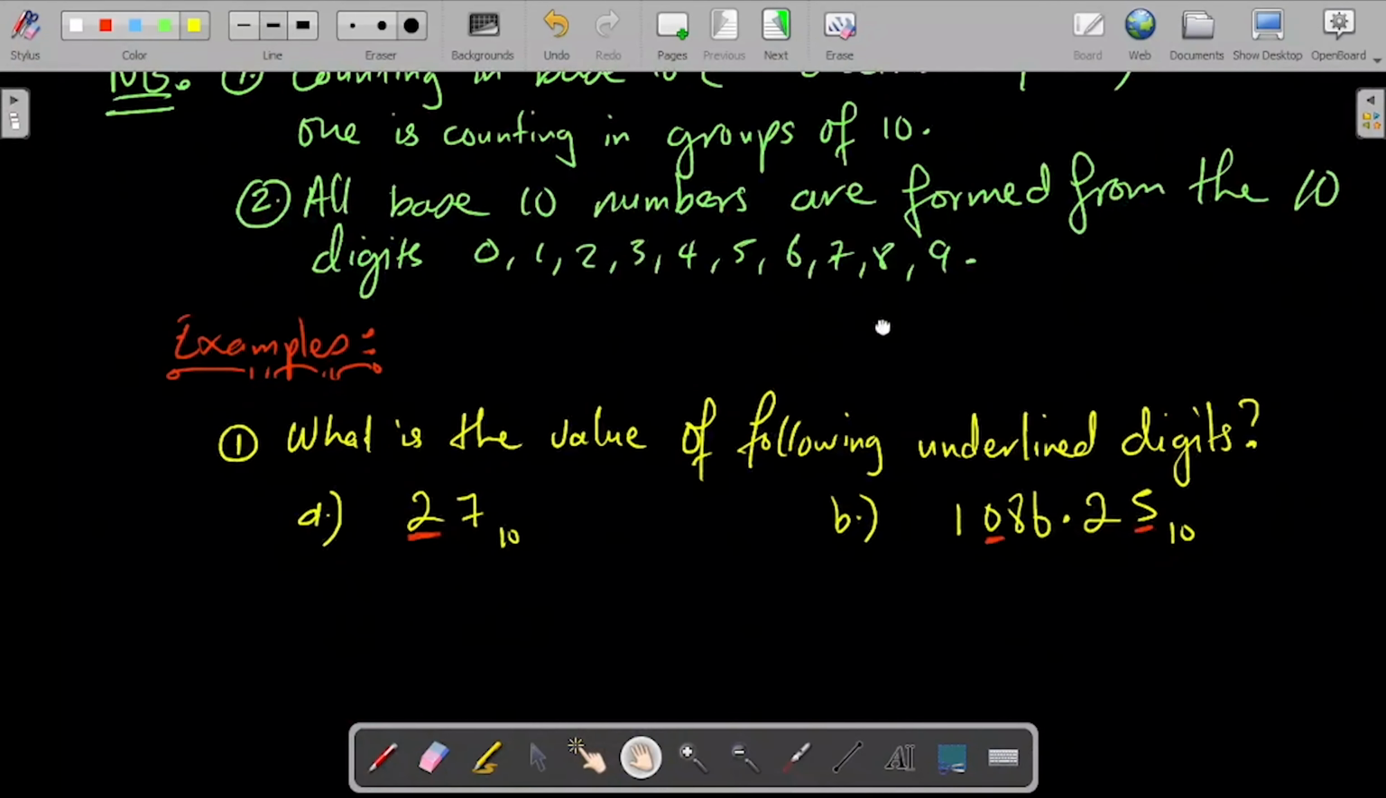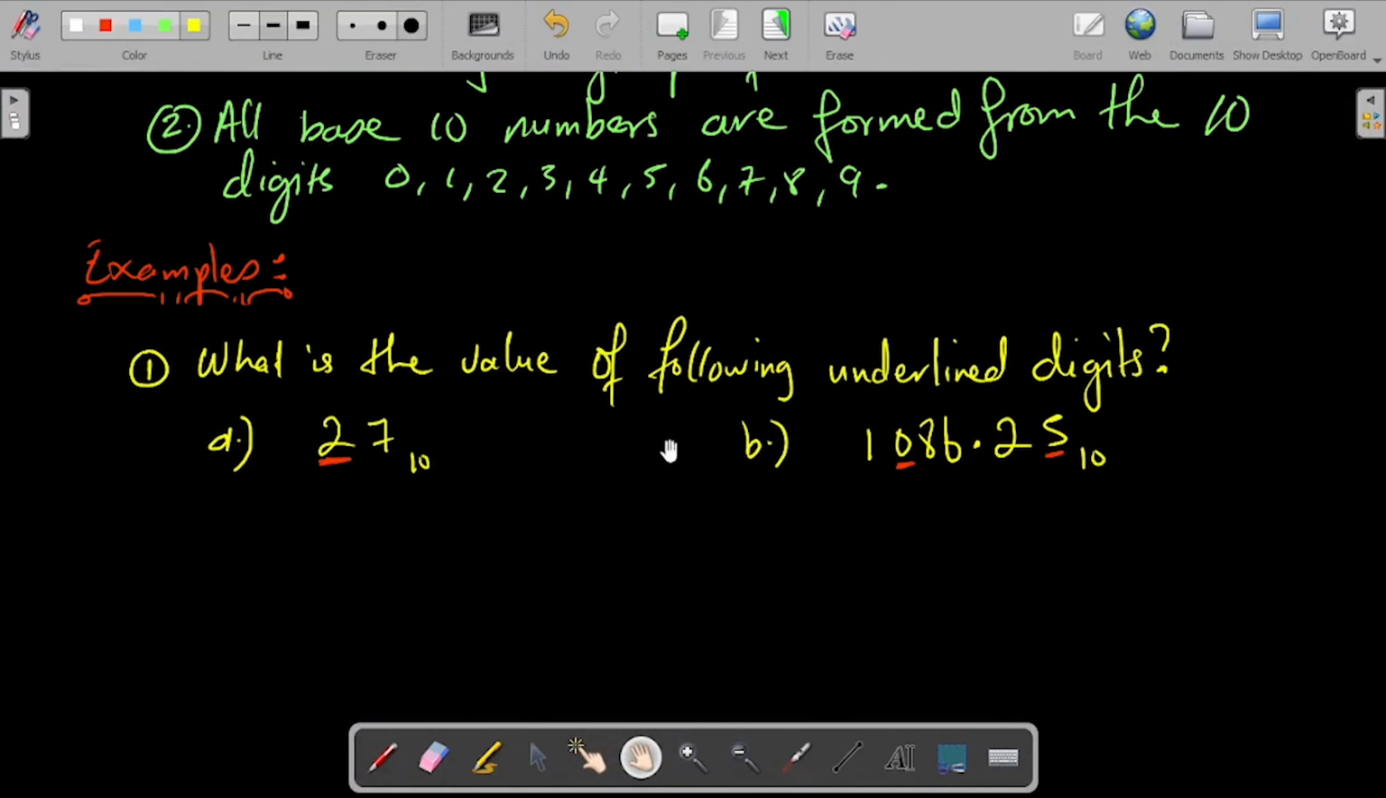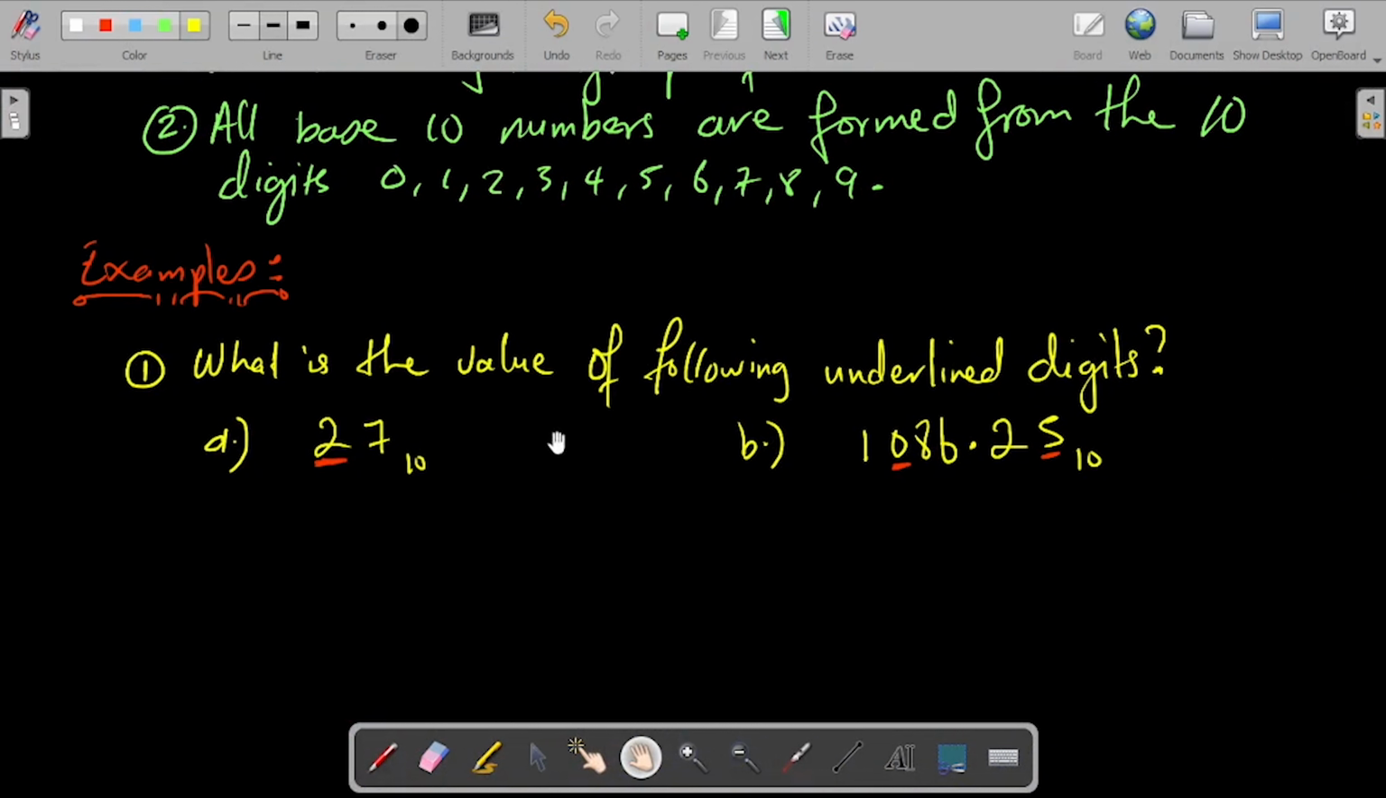It says here, what is the value of the following underlined digits? And notice it did not say place value, face value, or total value. So when you encounter a situation like that, you are being asked to find the total value. So if you are asked what is the value, it means you have to find the total value. So what is the value of the following underlined digits?